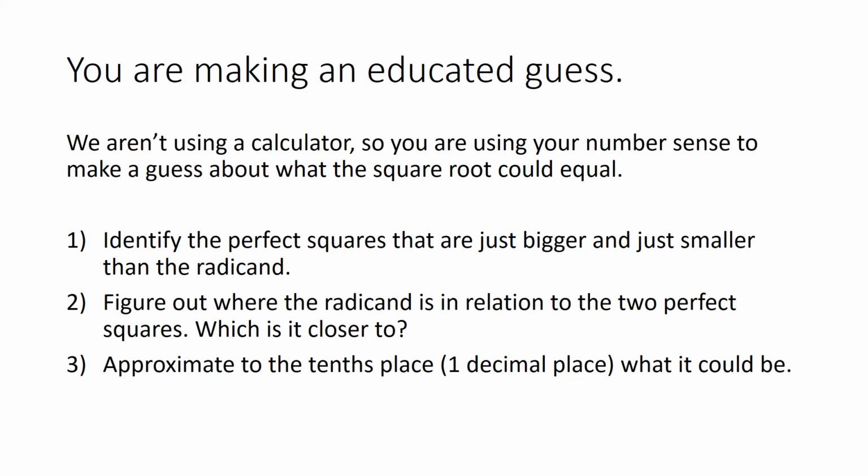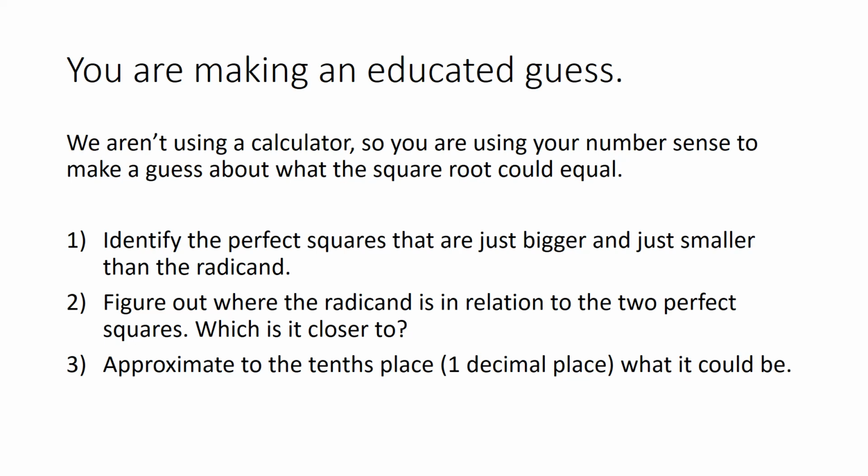There's 3 steps to this. The first thing you want to do is identify the perfect squares that are just bigger and just smaller than the radicand. You don't want to go way out bigger and smaller. You want the one that is just bigger and just smaller. Then you want to figure out where the radicand is in relation to those 2 perfect squares. Is it closer to the bigger perfect square? Is it closer to the smaller perfect square? Is it exactly in the middle? That will depend on the decimal that you approximate your square root out to. And that'll make a little bit more sense when we do a couple examples.